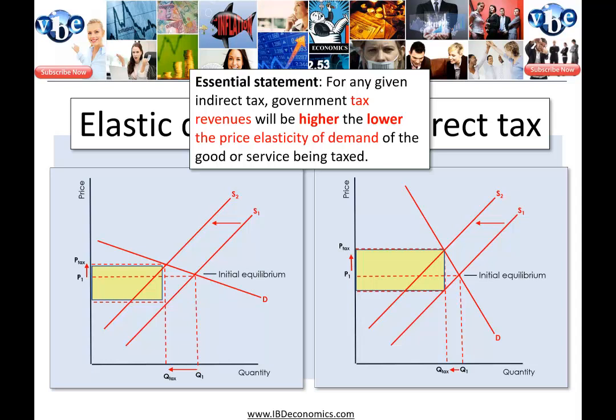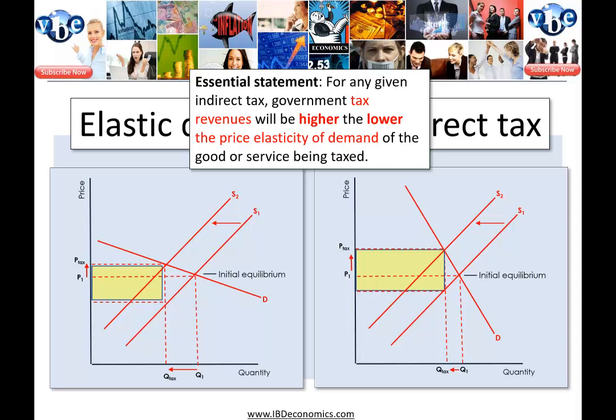So for any given indirect tax, government tax revenues are going to be higher the lower the price elasticity of demand. Lower price elasticity of demand means inelastic demand. So the lower the price elasticity of demand of the good or service being taxed, the higher the government tax revenues. So on inelastic goods such as cigarettes, alcohol, petrol, where the demand for the good or service is inelastic, any indirect tax placed on that sort of good or service is going to result in a relatively large government tax take.